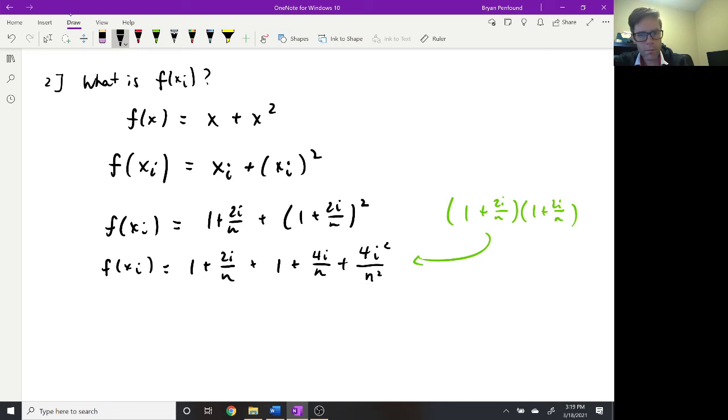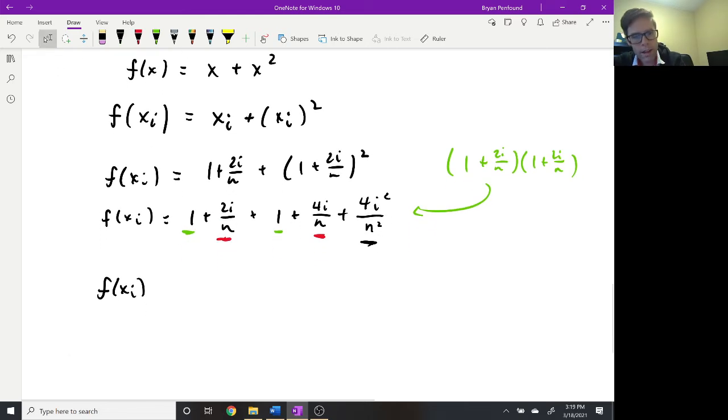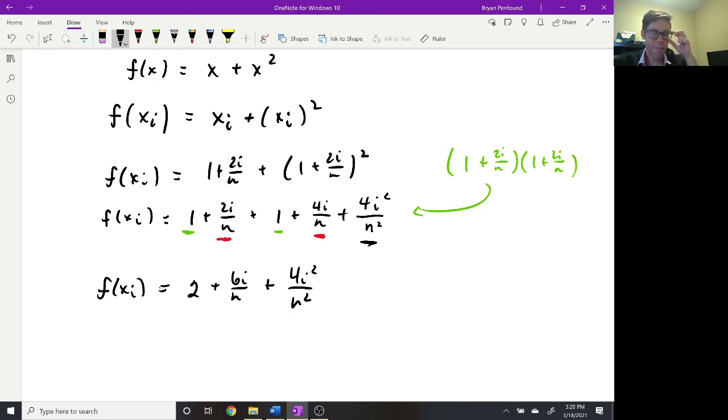Now, it looks like I can simplify a little bit more. I can add these things and I can add these things together. This one's going to be stuck by itself because there's an i squared and an n squared. So we end up with something simplified that looks like this. The heights of all of my approximating rectangles are going to be 1 plus 1, which is 2, plus 2i over n plus 4i over n, so 6i over n. And then we're going to have this leftover 4i squared over n squared. So that's pretty much as good as f at xi is going to get.